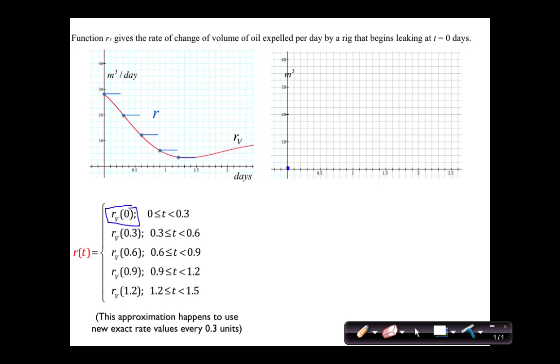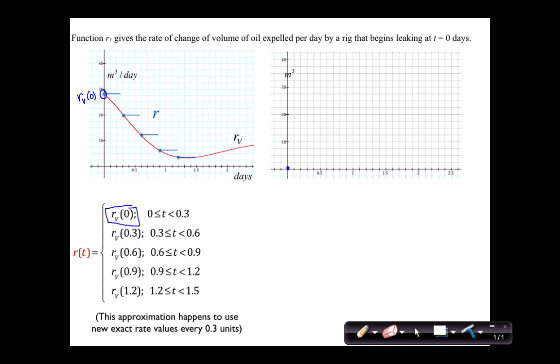But for the first 0.3 days, I'm going to use R sub V of 0. Now, when I was writing stuff earlier, I said this is about 28, but to be precise about it, that Y value is R sub V of 0. That coordinate point is 0, comma, R sub V of 0. It's on the red curve, it's also on the blue curve, or the blue, well, lines if you want.